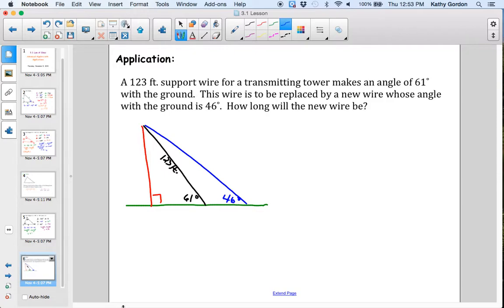Okay, so your picture should look something like this. Based on the information that we have, this is what we envision is going on. So what are we trying to find? How long is the new wire? We're trying to figure out how long blue is right there. Any ideas?